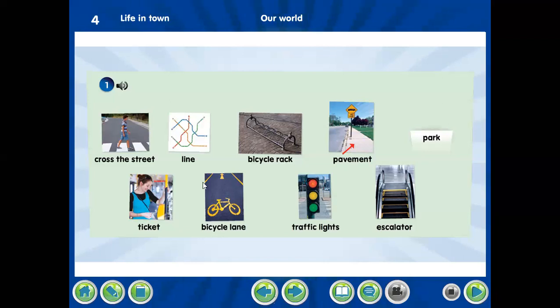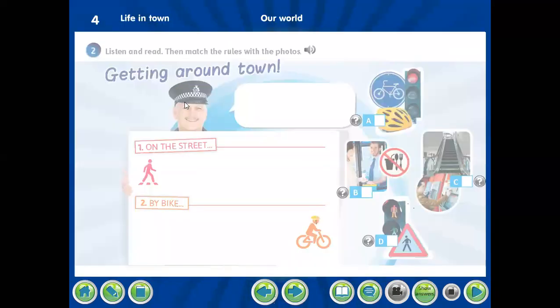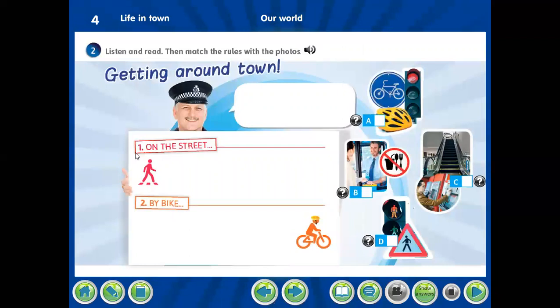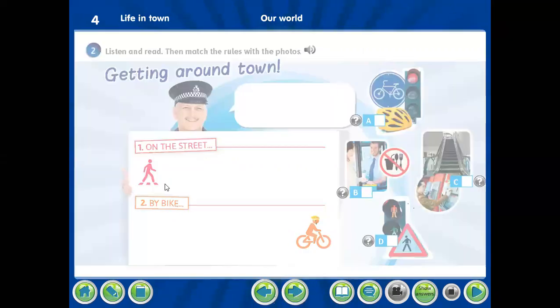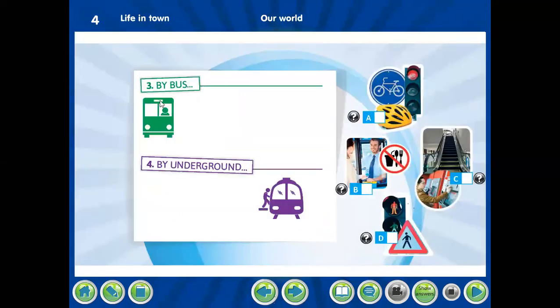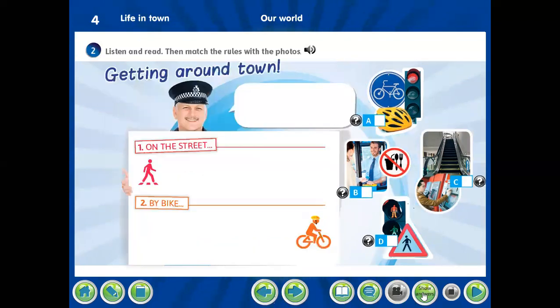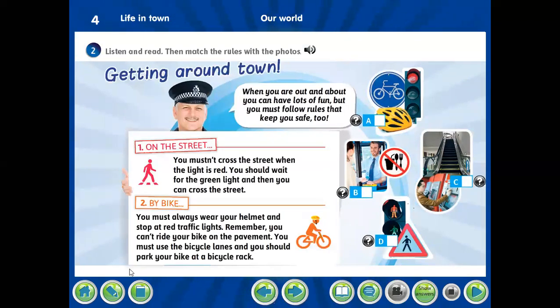Payment. Good. Very good. Now, please, let's pay attention to this article because we are going to learn some rules. Okay? We are going to learn some rules when you are on the street, when you are riding your bike, when you are in the bus, or when you are using the underground. Okay, pay attention, please, to this article, and you please identify here the vocabulary, our vocabulary, okay? Listen and identify the vocabulary. Two, listen and read. Then match the rules with the photos.